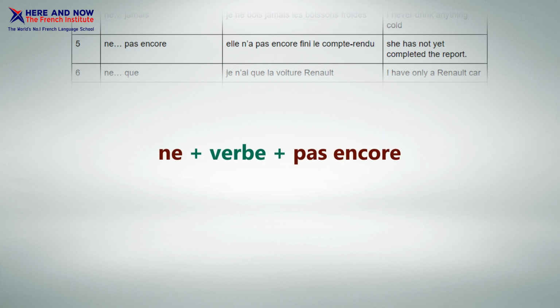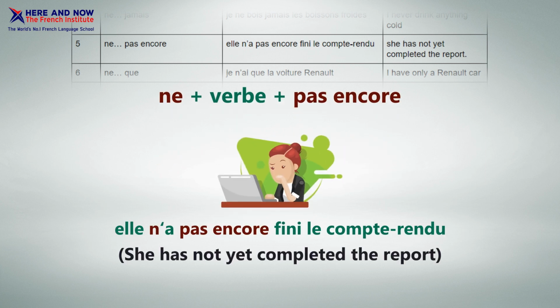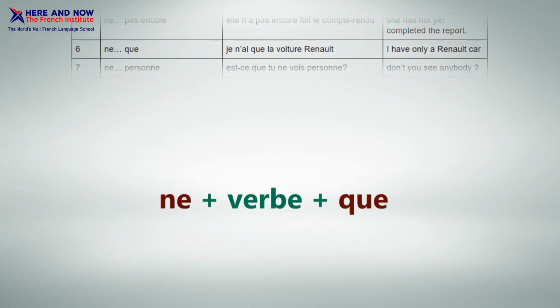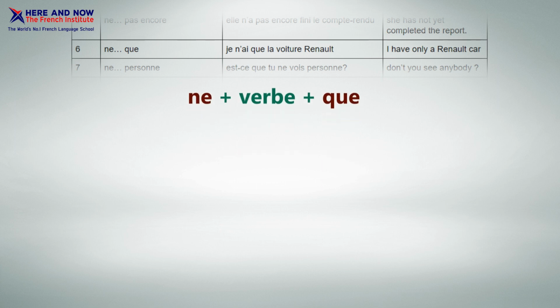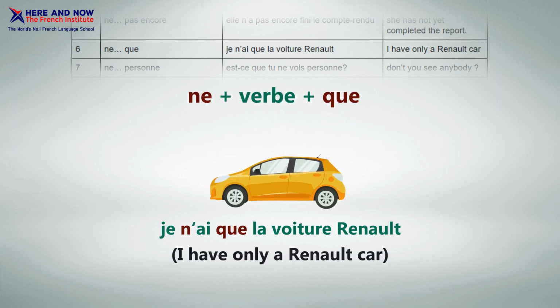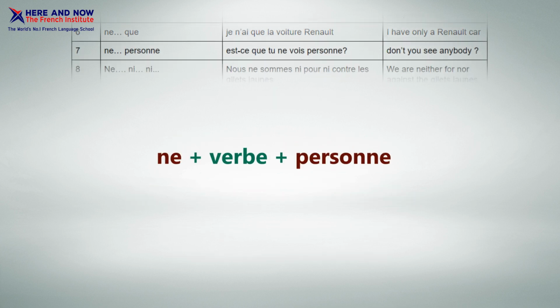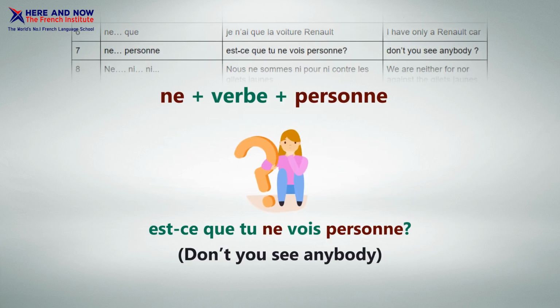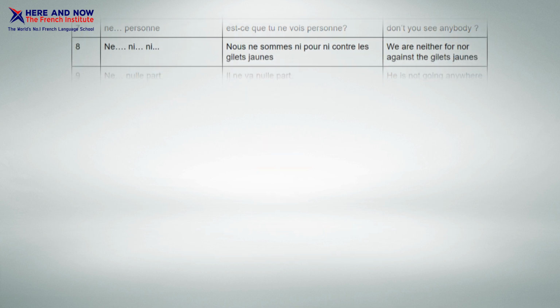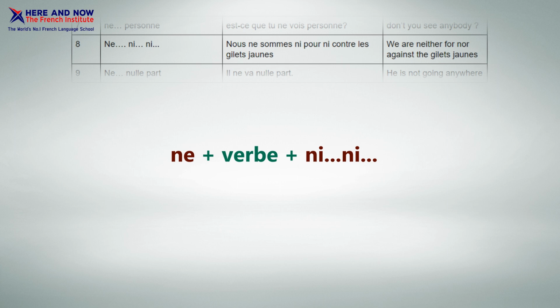Ne pas encore. Elle n'a pas encore fini le compte rendu. She has not yet completed the report. Ne que. Je n'ai que la voiture Renault. I don't have a car other than Renault. Ne personne. Est-ce que tu ne vois personne? Don't you see anybody?